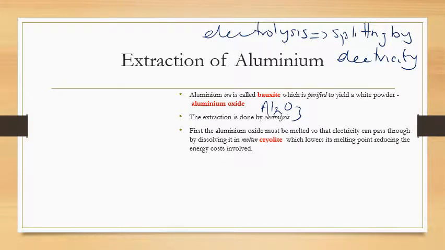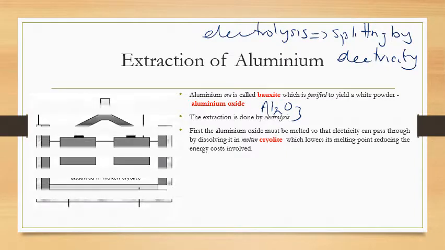So the aluminium oxide must be melted so electricity can actually pass through it, and this is done by dissolving it in molten cryolite, because solid aluminium oxide will not conduct electricity, because obviously all the electrons are used in the bonds. There's no free electrons to move around, which is required for electricity. So the first thing to do is melt it.